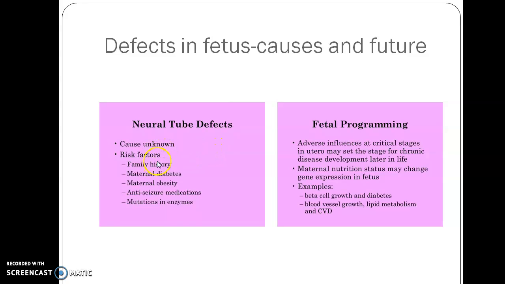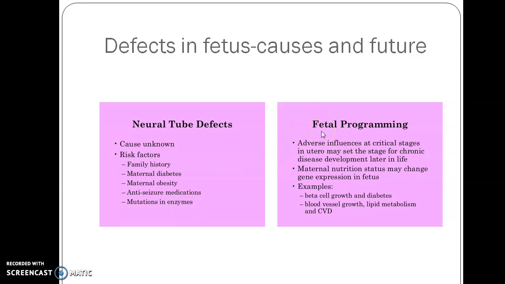The risk factors include familial history, that is the history in the family, or it can be due to the diabetic condition of the mother, or obesity in the mother, or if they are taking any anti-seizure medications, or it can be due to mutation in the enzymes of the mother.